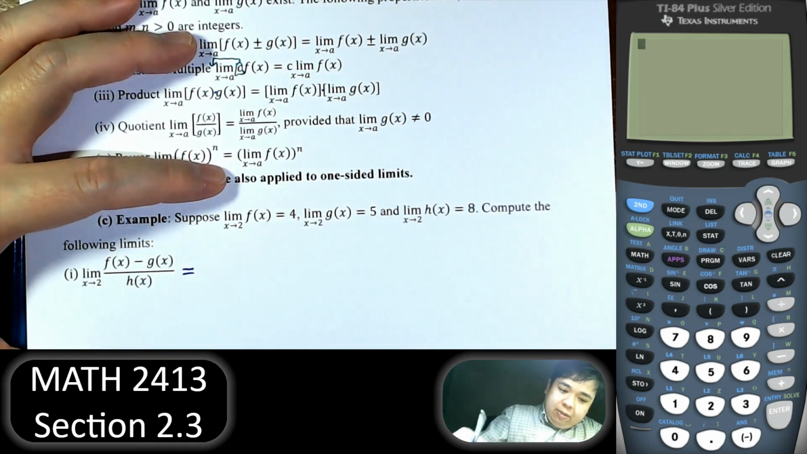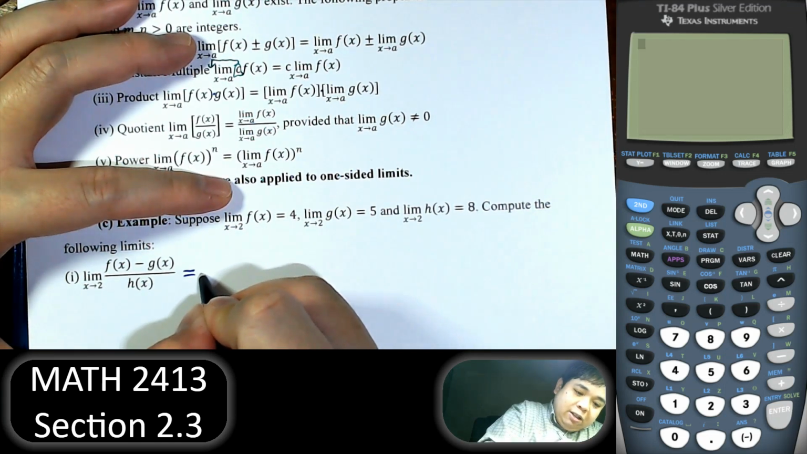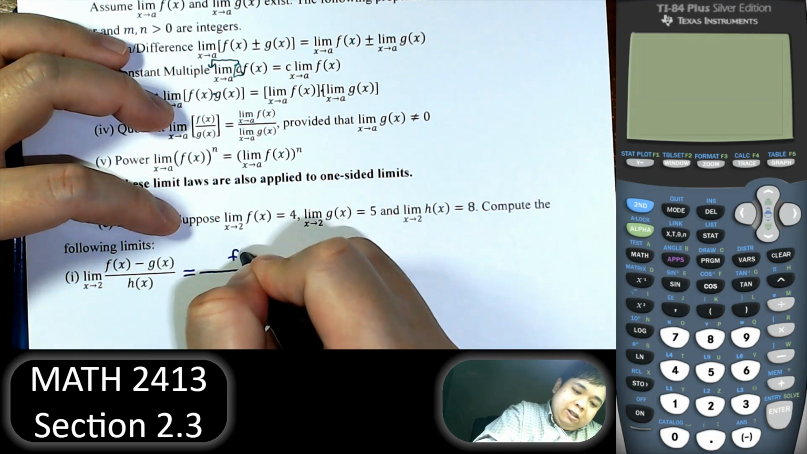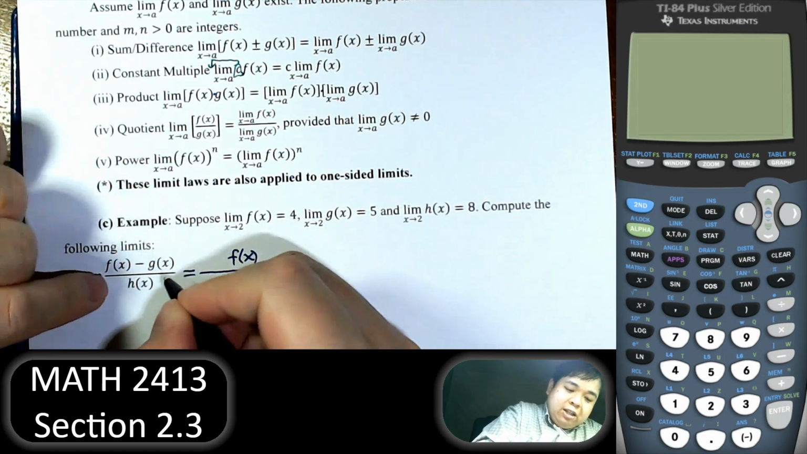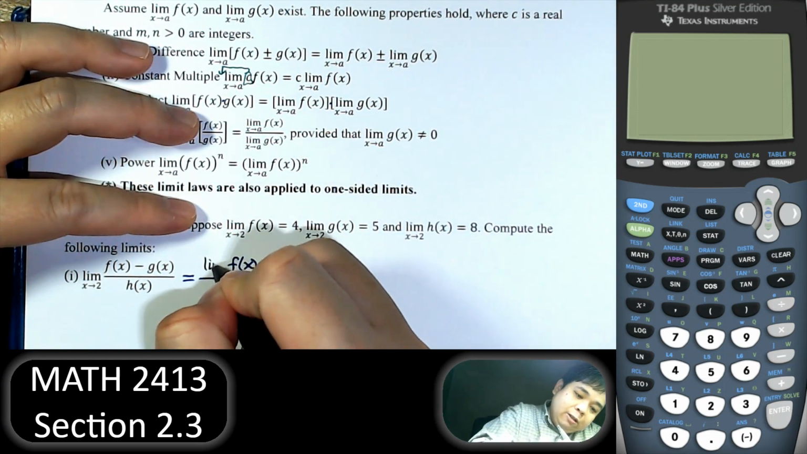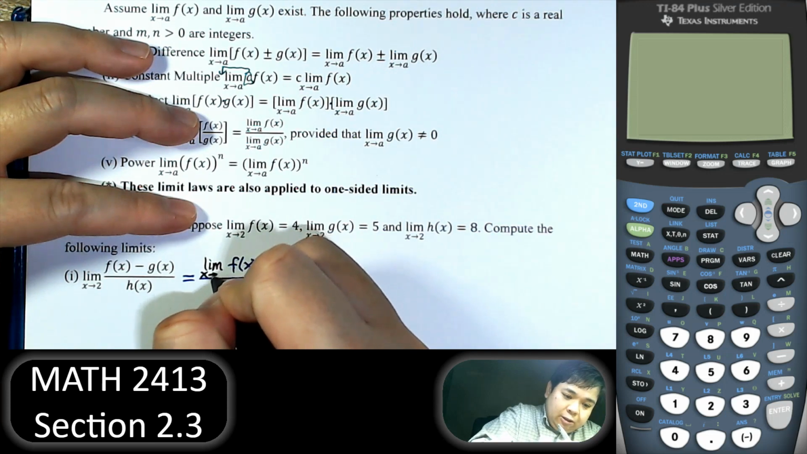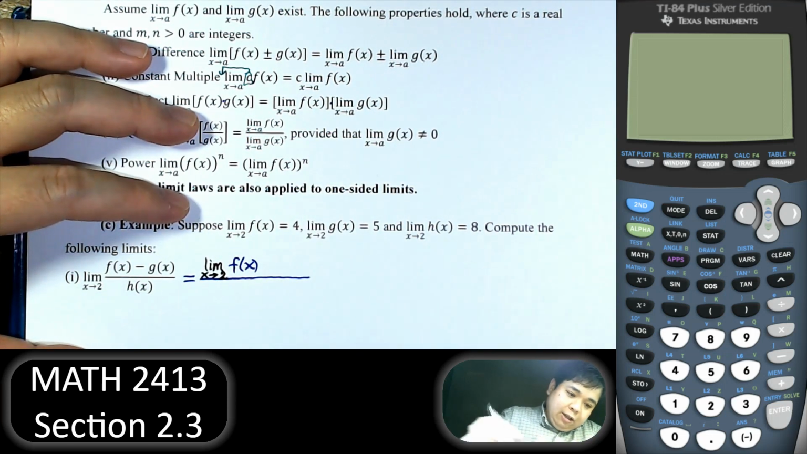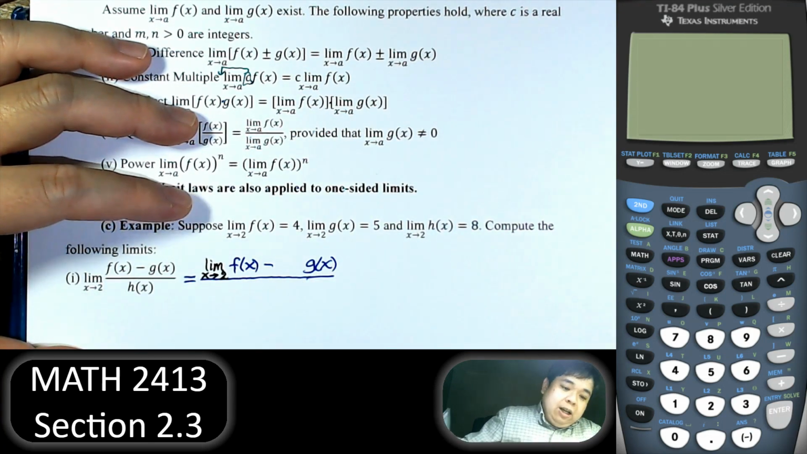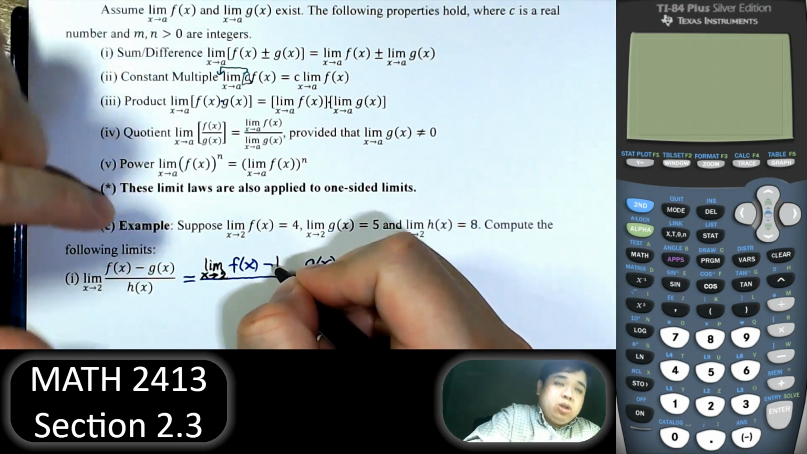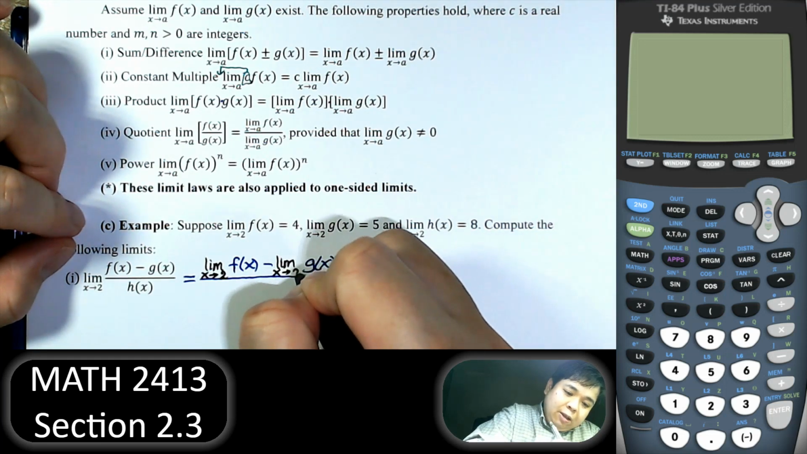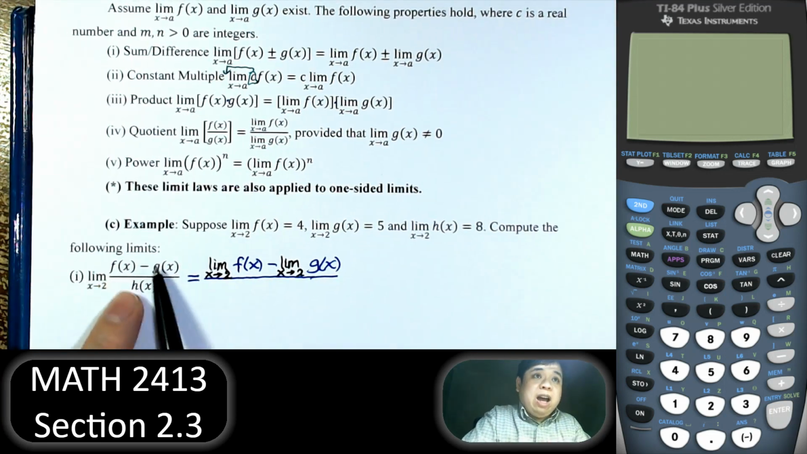So first, let me write out the problem. We have f of x minus g of x over h of x. So I'm going to put the limit in front of all of them. Essentially, that's what those rules are about. So just put the limit in front of every single function.